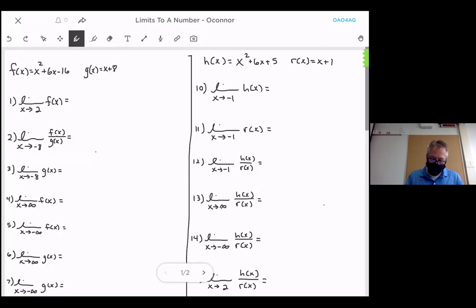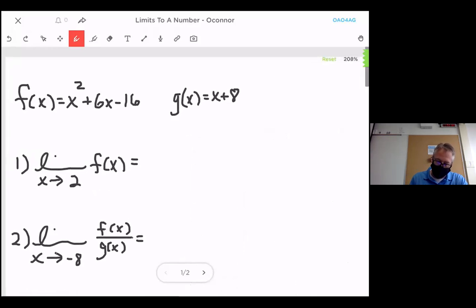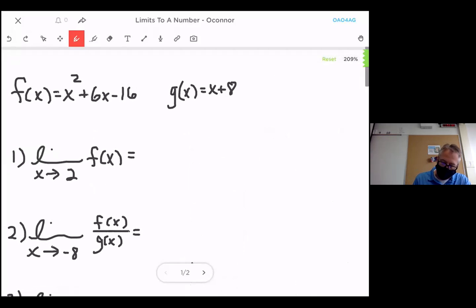Okay, so we're on to the class kick, and I'm just going to do this column on the left here. So we're going to find the limit as x goes to 2 of f of x. This looks like just a direct substitution question. So I love when that happens. All I'm going to do is plug the 2 in for x's. So 2 squared is going to be 4, plus 6 times 2 is 12, of course, minus 16. And is that 0, right? All right, we okay with that one? Just a direct substitution for the first one.